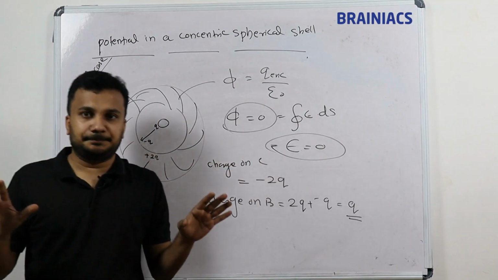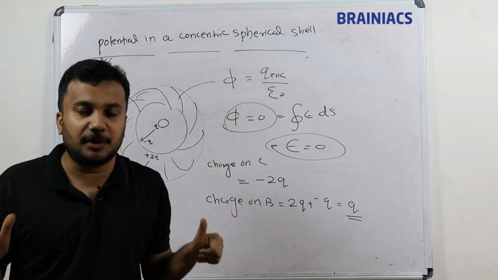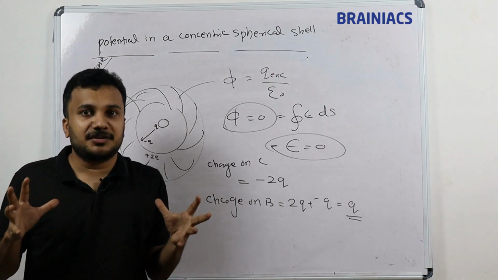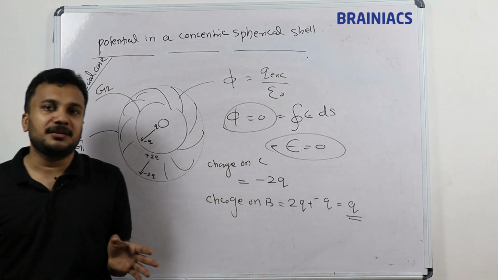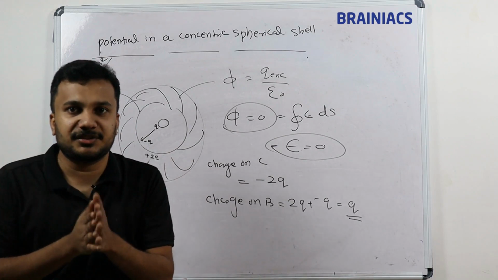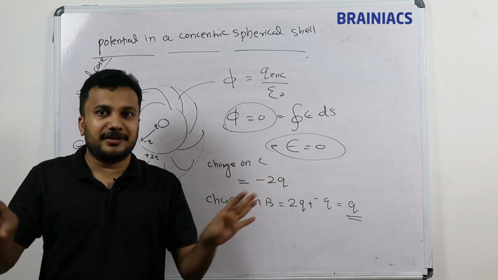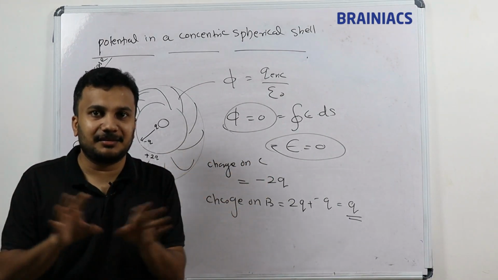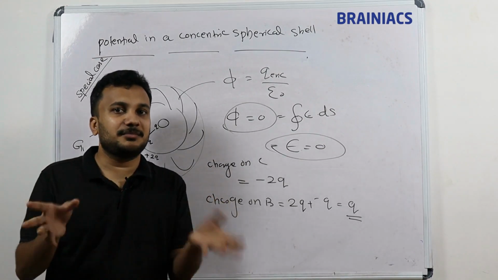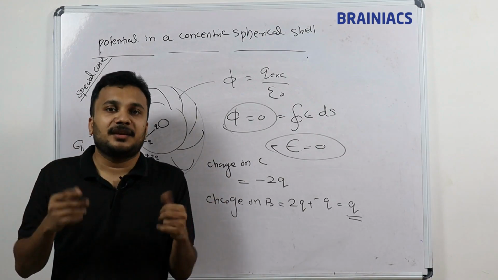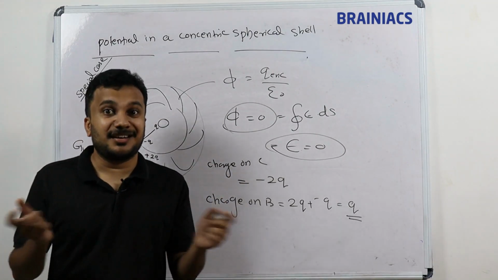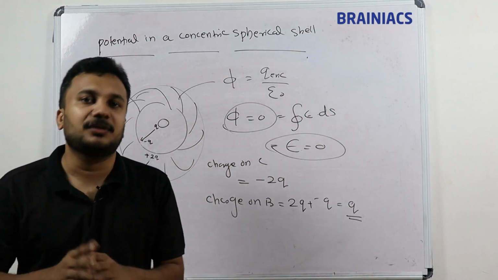Hope you understood what we have discussed in this topic. The concentric spherical shell electrical potential concept is very simple. Four major points we have discussed. First one is no earthing, no connection. Second one is earthed but not connected. Third one is earthed, which means potential is equal to 0 at that particular sphere. And the last one is connections, which means potentials are equal.